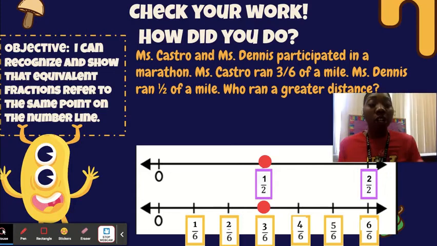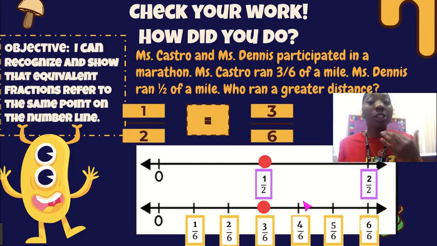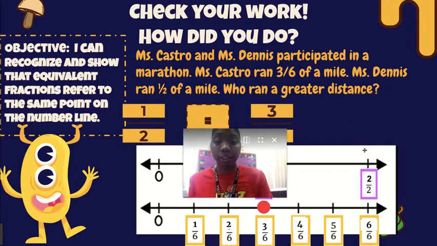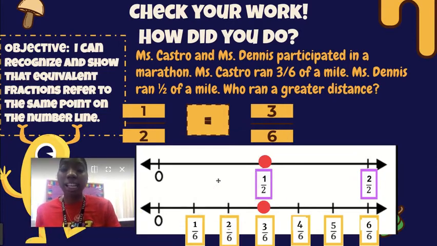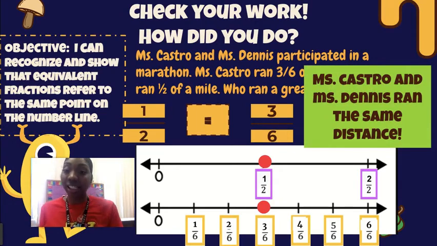So if I look, did they run the same distance? Are both of the points on the same part of the number line? Is 1/2 equal to 3/6? Well, let's take a look. Are they lined up? Yes. So we know that Miss Castro and Miss Dennis ran the same distance.